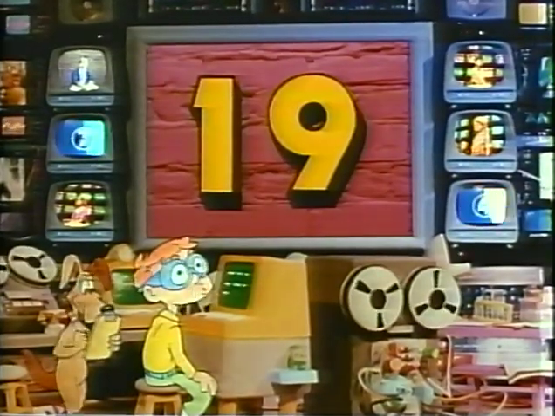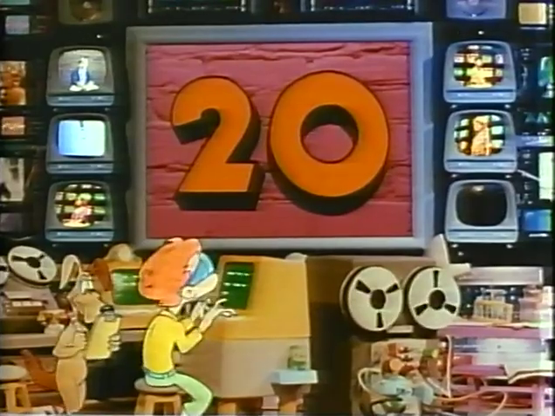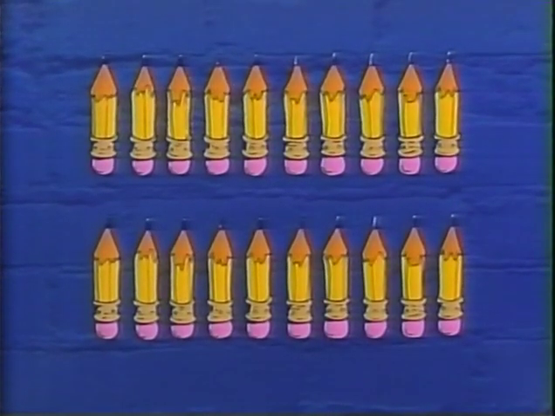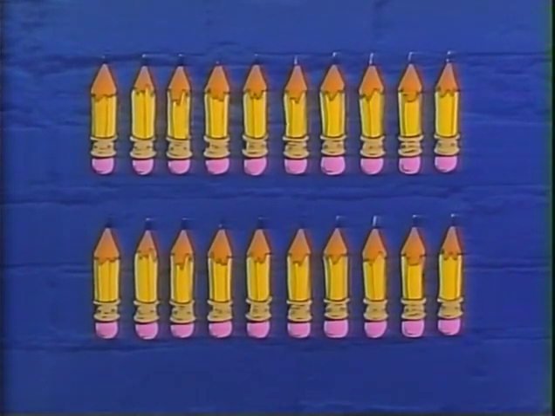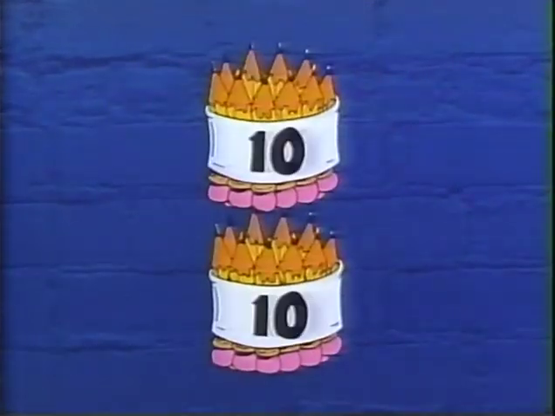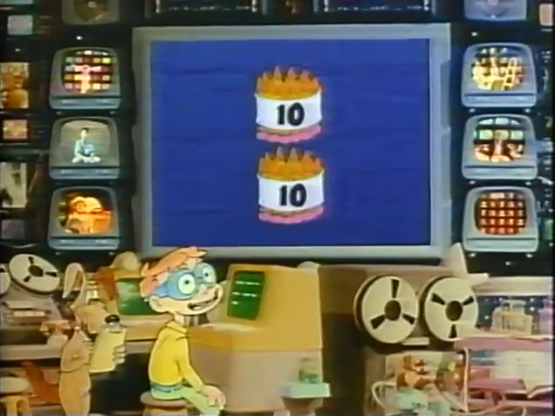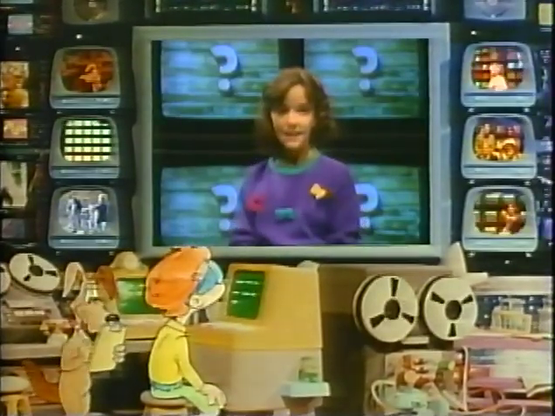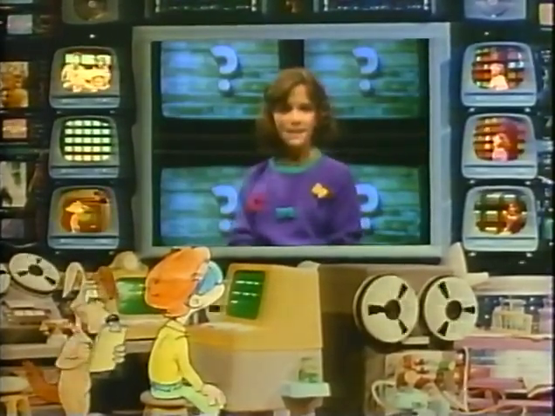After 19 comes 20. Another way to look at the number 20 is as 2 tens. Here are 20 pencils and 2 sets of 10. Gee, these sets of 10 take up a lot of space. Let's bundle up each set of 10 and tie them together. There. Each bundle stands for 1 ten. I see 2 tens, but where are the ones?